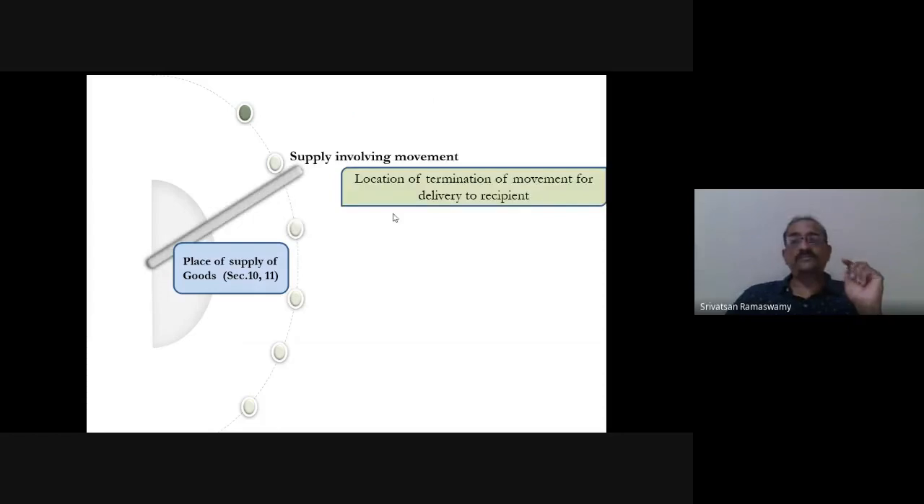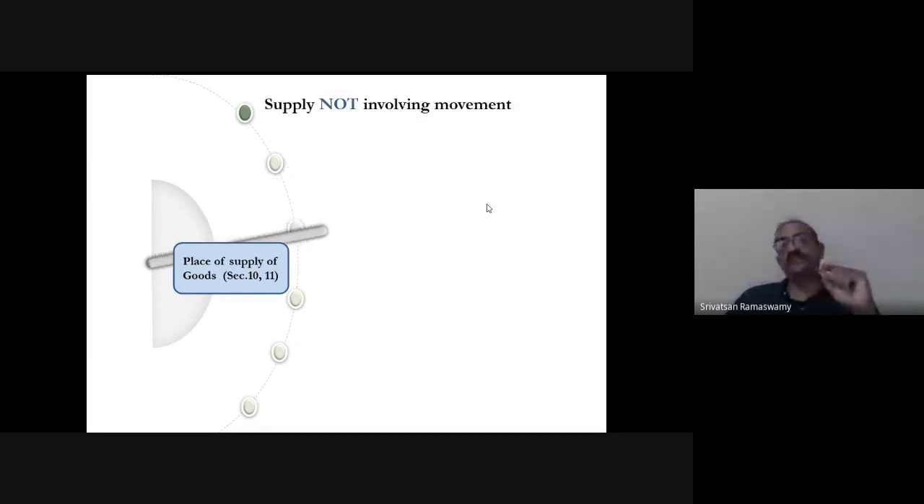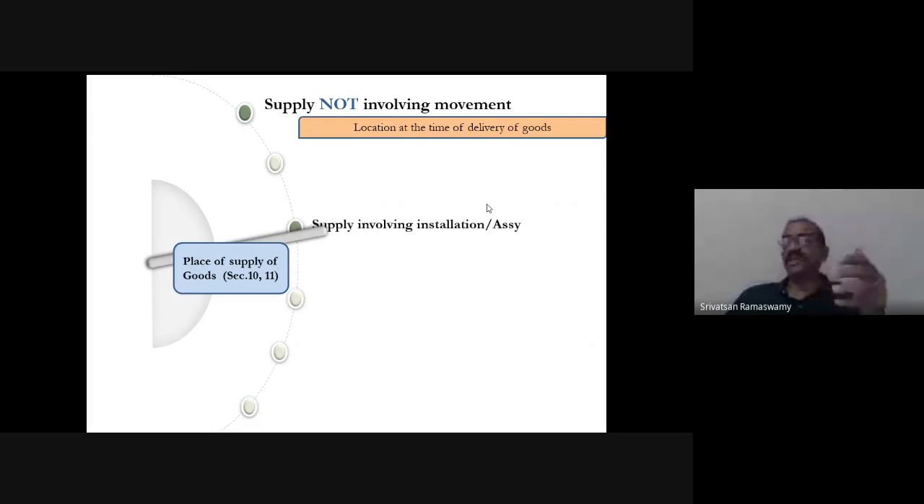So when the supply of goods, first of all, I am taking goods. When the supply involves movement of goods, the location of termination of movement, delivery to the recipient, that will be the place of supply. When it is not involving movement, like for instance, if you are installing a lift, so it is not involving movement, but it is the location where it is presented to the ultimate supplier. And supply involving installation and assembly, it is the location.